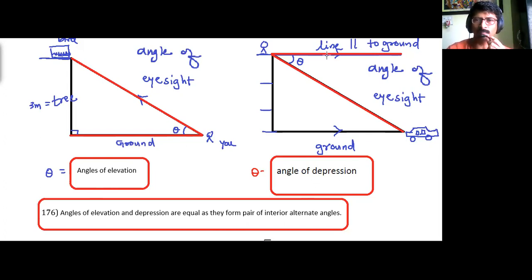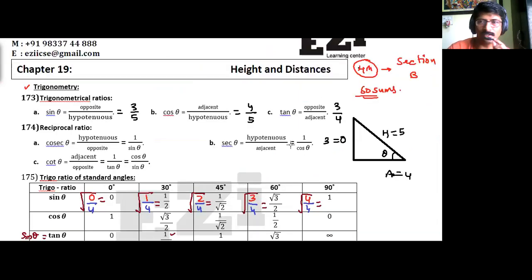What is angle of depression? Whenever someone is observing some object from top to bottom, like say a car is on the ground floor and a man from the third floor is observing the car, there is a line parallel to the ground and an eyesight. The angle between the line parallel to the ground and the eyesight, there the theta has formed, and that theta is called the angle of depression. We've learned that angle of elevation and angle of depression are always numerically equal as they form a pair of interior alternate angles.